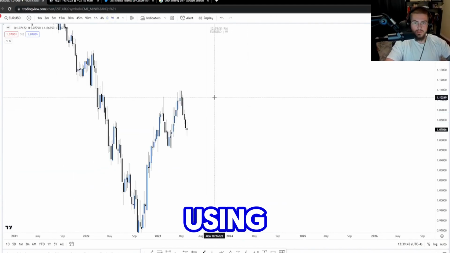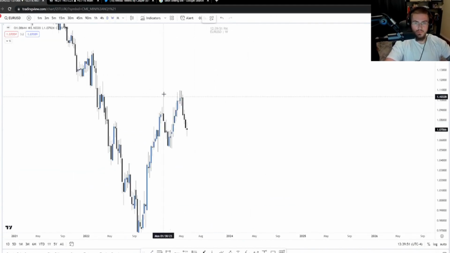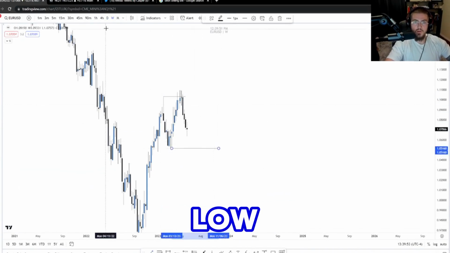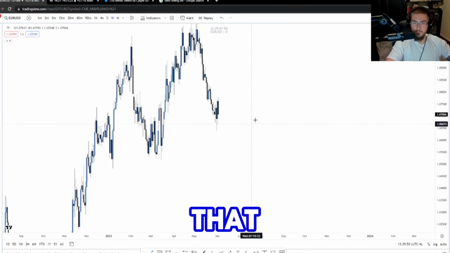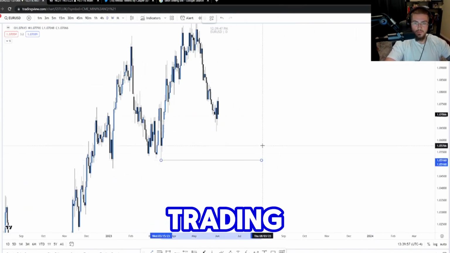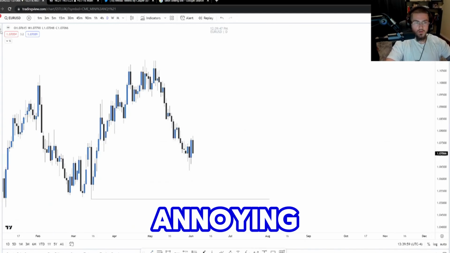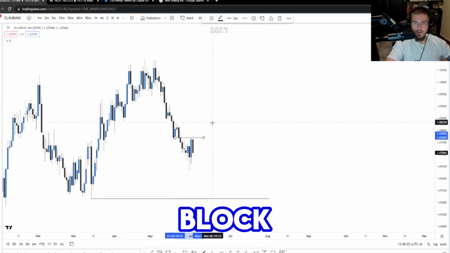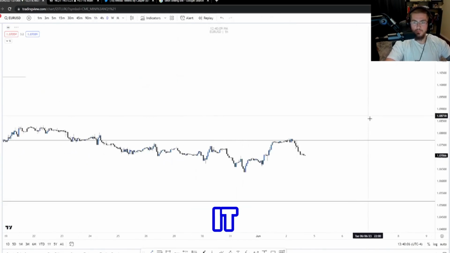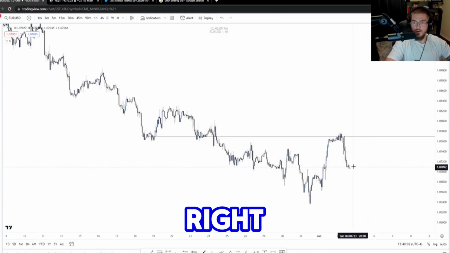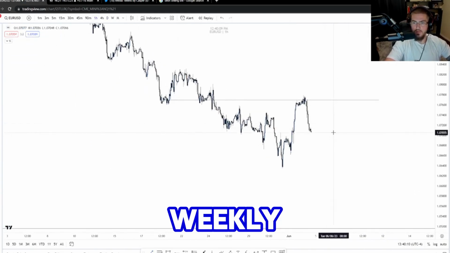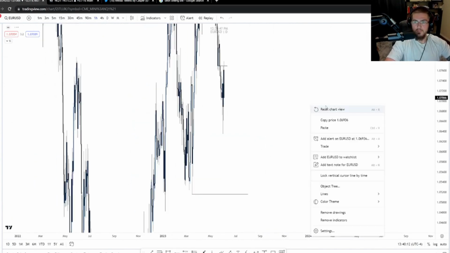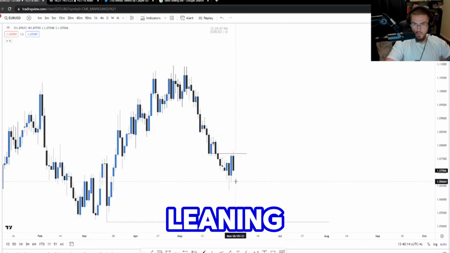On the euro, using this strategy, I would be looking for this low. Overall, on top of that, that would be this. I don't know why TradingView is doing that. Pretty annoying. Overall, I'm looking at it as okay. We have something up in this area, but order block right there. Market traded into it. Shift down, right? So I would expect probably bearish weekly power of 3. That's what I'd be leaning towards on the euro.